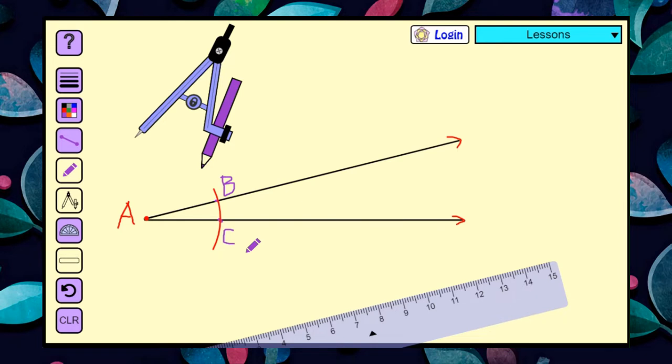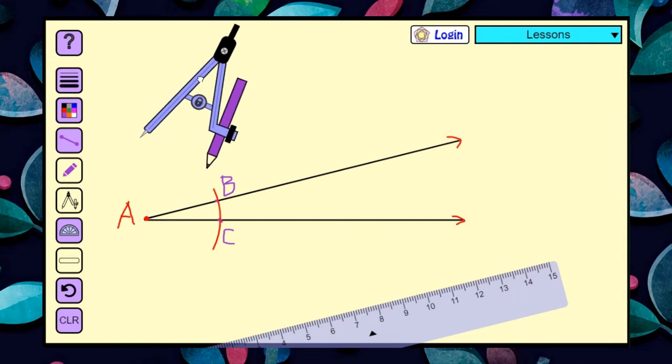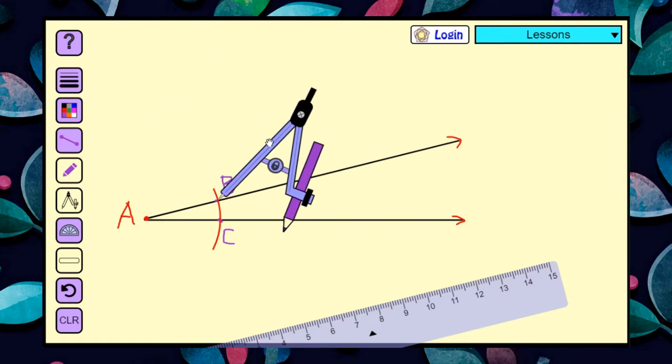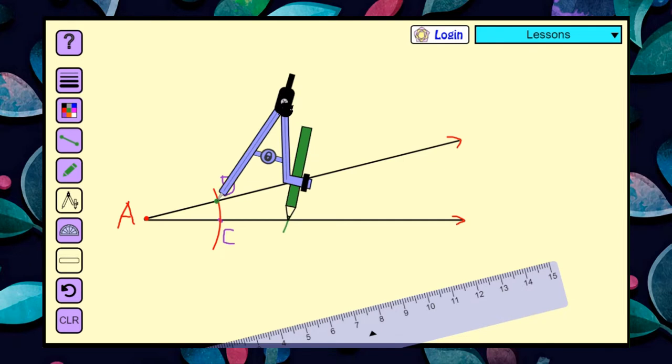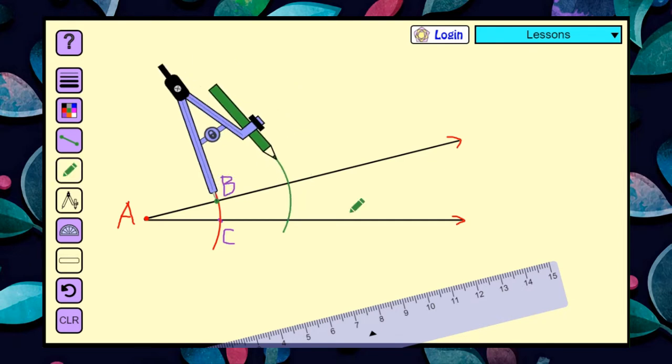Then, susunod na step, after natin i-label ang mga intersections, we gonna use B as the center and with radius more than half of the measure of angle A and then draw an arc. So, gagamit ulit tayo ng another color para makita ninyo yung arc na ating i-drawing.